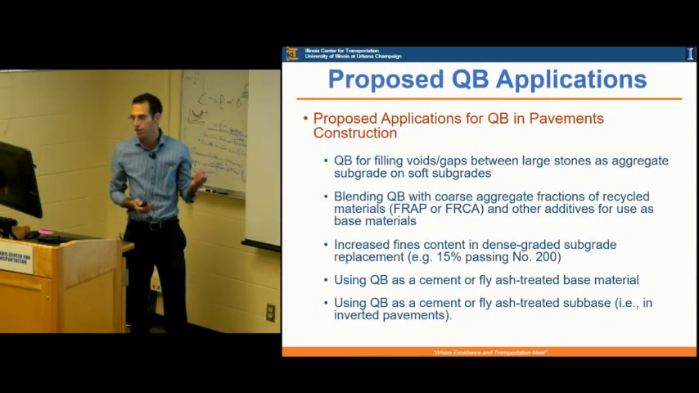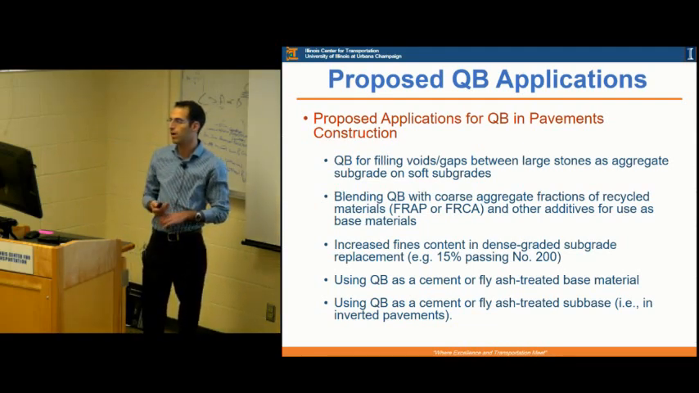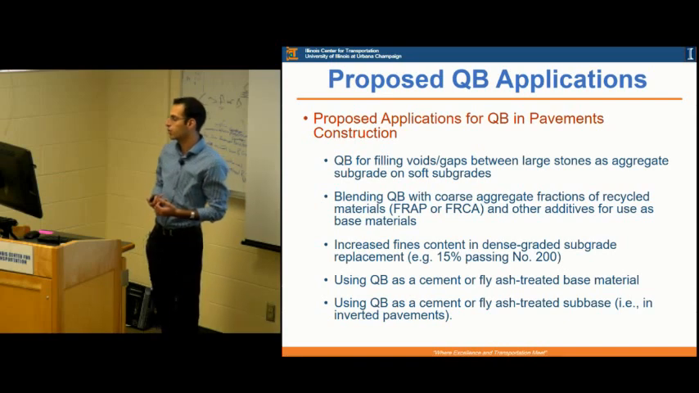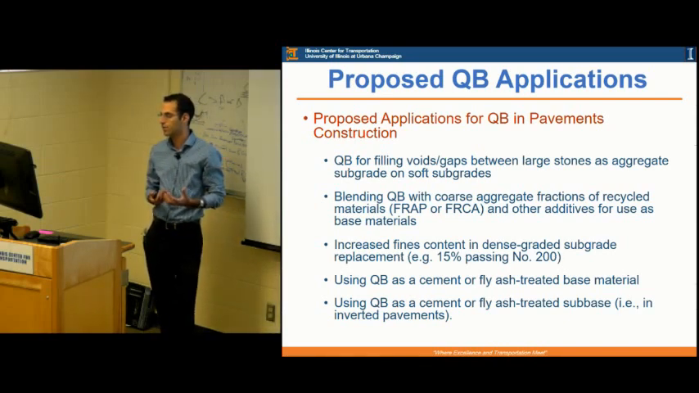To start the project, we proposed some applications for these quarry byproducts to be used in pavement construction, such as subgrade materials, subgrade improvements, base materials, sub-base materials, and even in hot mix asphalt. So the main applications that we came out with for quarry byproducts in unbound layers and stabilized base and sub-base layers are to use the QB to fill the voids and gaps of large stones as aggregate subgrade on soft subgrade materials. That was one of the applications.